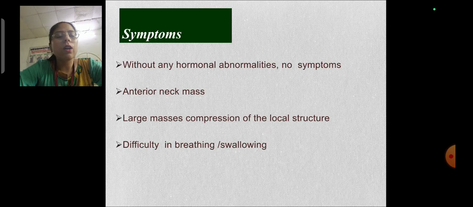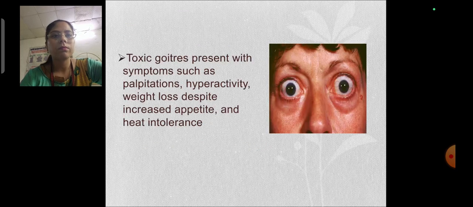Symptoms: without any hormonal abnormalities, no symptoms will occur. An anterior neck mass will be palpable or can be seen in type 2 or type 3. With large masses, compression of the local structures can also be seen, like tracheal compression, and difficulty in breathing and swallowing can be the most disturbing symptom.